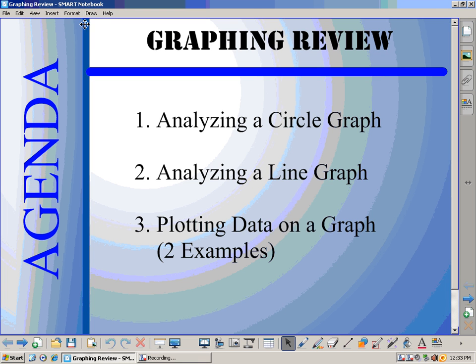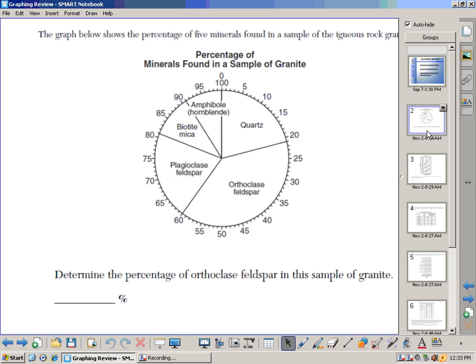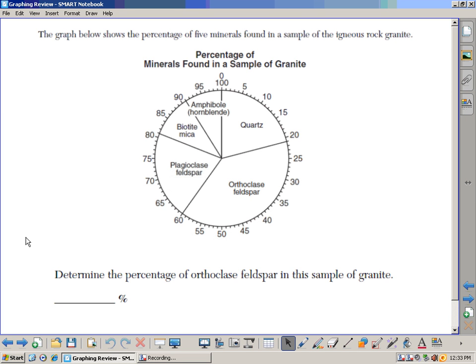In this lesson we will look at a circle graph, a line graph, and we will practice plotting data on a graph using examples from a scientific experiment. Let's start out with a circle graph.